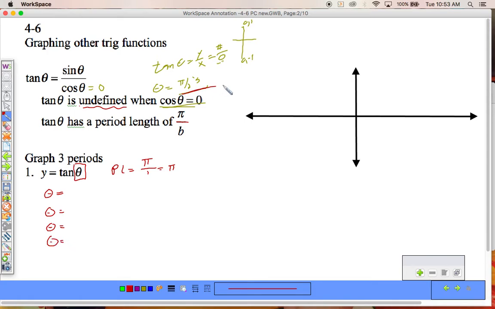Again, my pi over 2's. And we're going to use negative 3 pi over 2, negative pi over 2, pi over 2, and 3 pi over 2. Those are going to be the 4 that we set this, what I'm taking the tangent of, equal to. Those are going to be where I'm going to have 4 consecutive asymptotes.